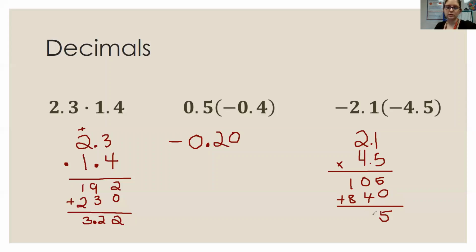0 plus 4 is 4. 1 plus 8 is 9. I have 2 numbers behind my decimal point, so I have 1, 2 in my answer. A negative times a negative makes a positive, so this is a positive answer. And that is how we multiply rational numbers when integers are involved.